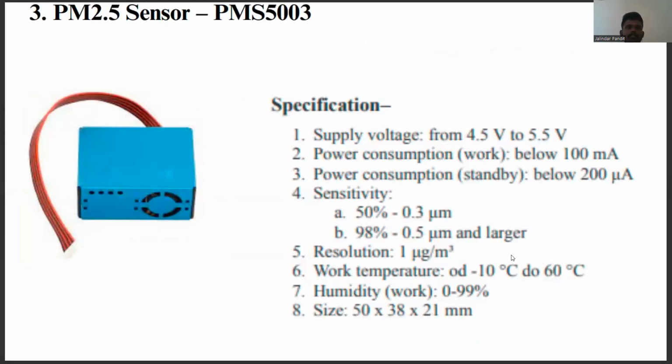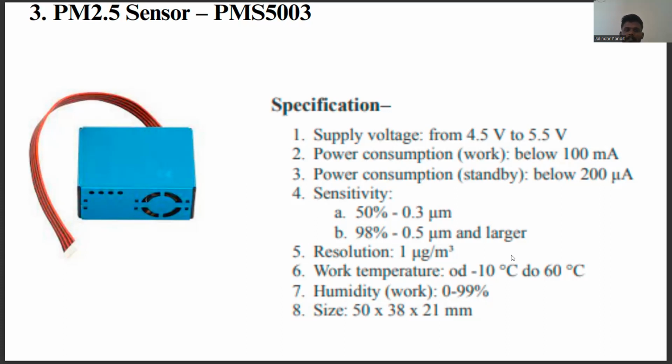So PM 2.5 sensor. This sensor can detect particles with dimensions between 0.3 and 10 micrometers. So sampling rate: the sampling rate of the PMS 5003 sensor is 1 liter per minute. So response time: the response time of the sensor is less than 10 seconds.